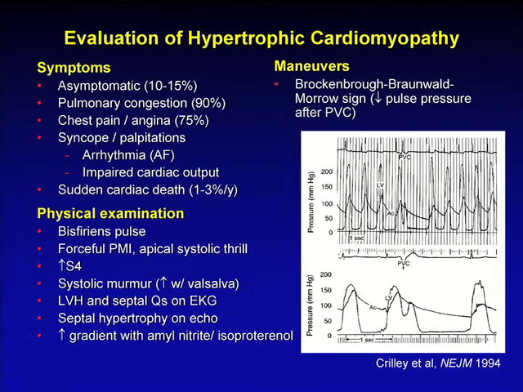Usually they have a bisferiens pulse, which is the original description, with a forceful point of maximal impulse and apical systolic thrill. The stiff heart in some patients does manifest an S4. And the systolic murmur is a very important part. I did present that in the question just now. It increases with Valsalva. This is one of the very few murmurs that would be exacerbated.